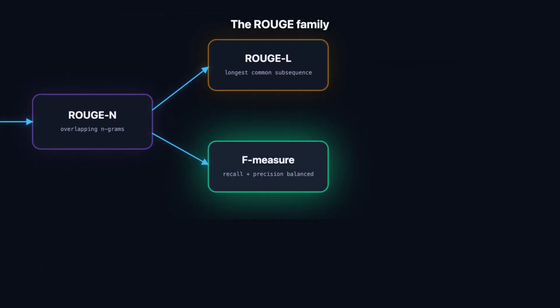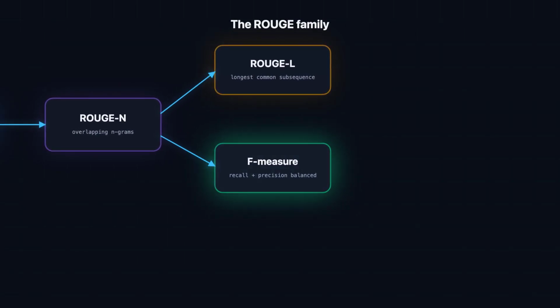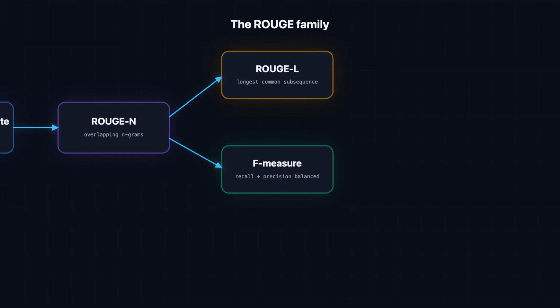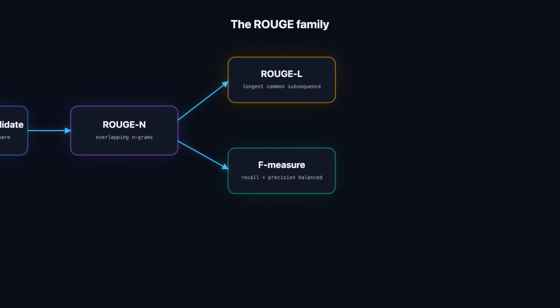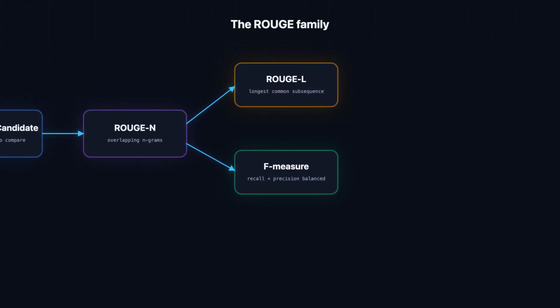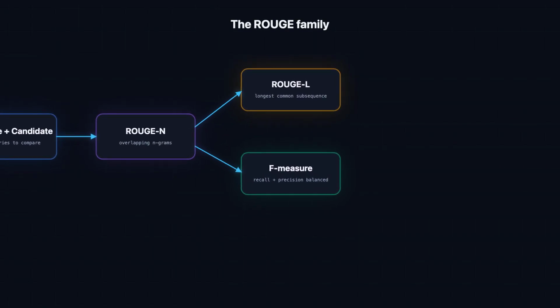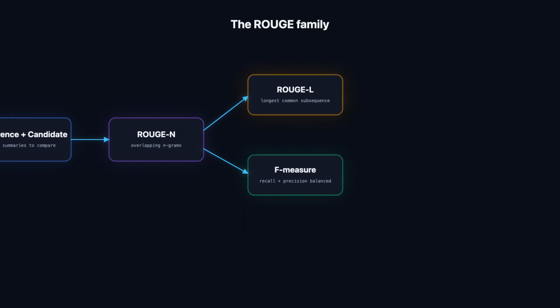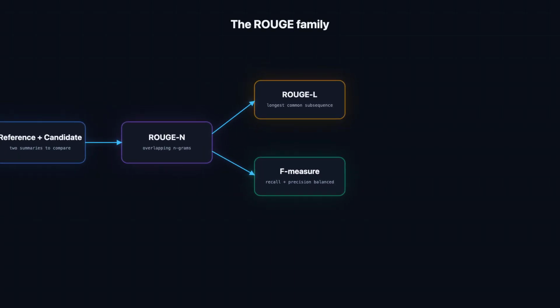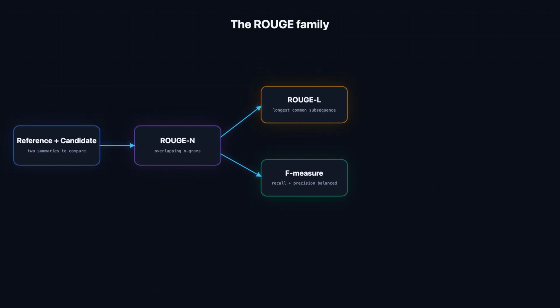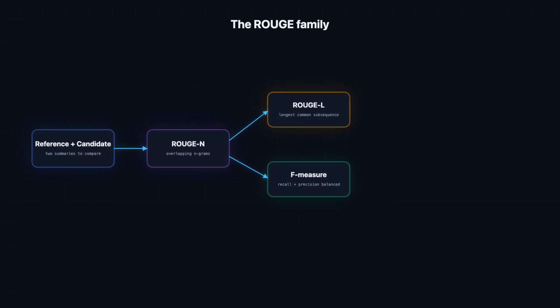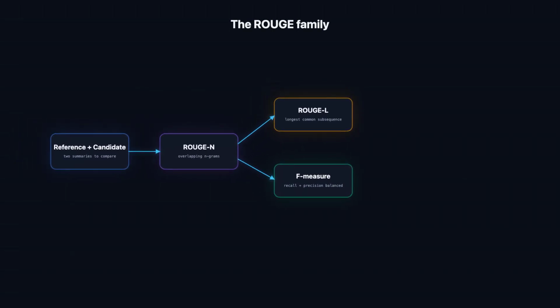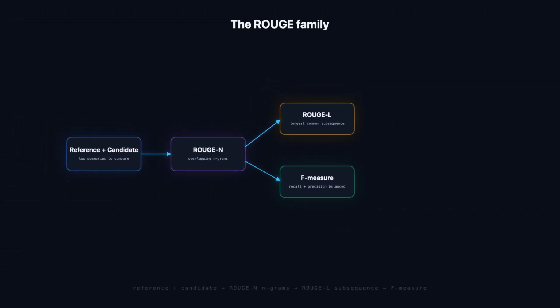Modern usage doesn't stop at recall alone. Papers report the F measure, which combines recall with precision into a single balanced number, so a summary can't win just by copying the entire reference wholesale. Pure recall would let you cheat by dumping in everything and hoping the key points come along for the ride. The F measure closes that loophole.